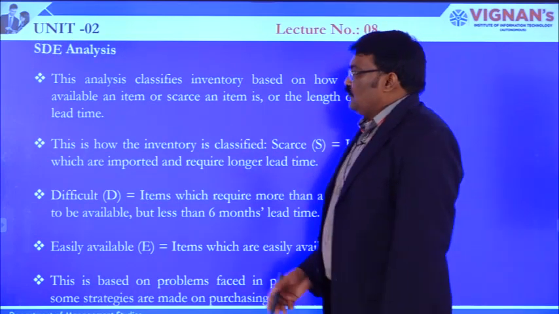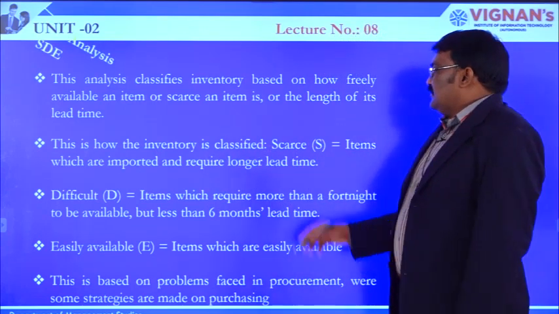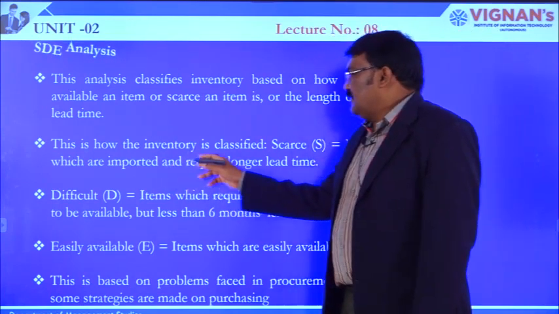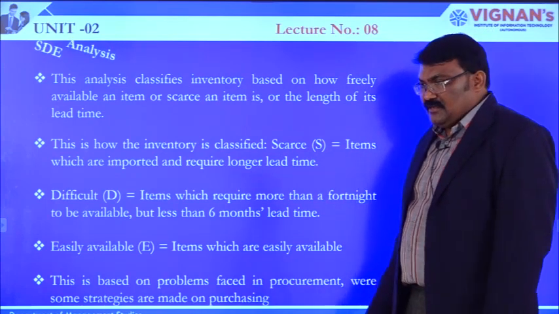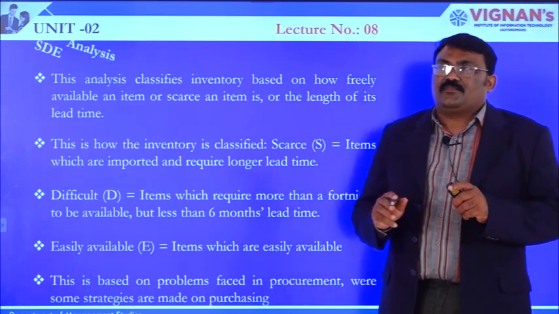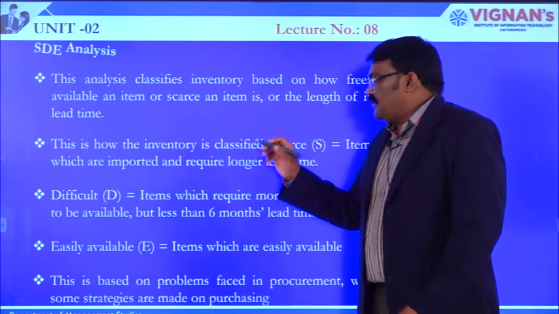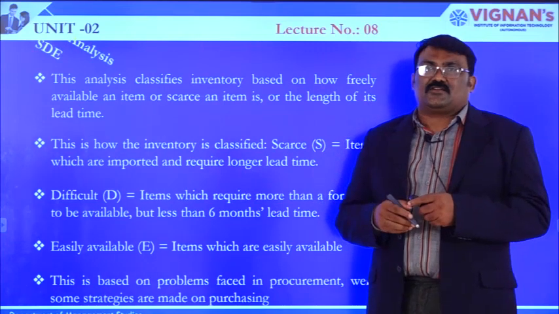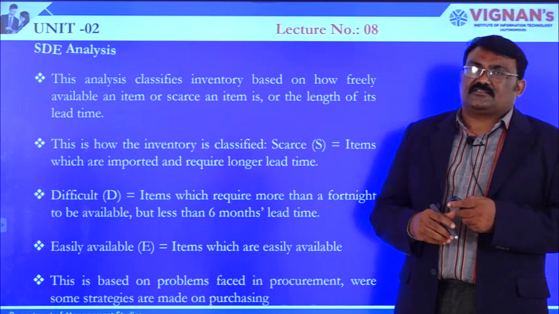Now, coming to the second one, this is how the inventory is classified. S stands for scarce items, which are imported and require longer lead time. So, what is that? The scarce are those which are not commonly available, and we acquire that raw material very rarely, or we would have imported that raw material from some other areas where it is not available as such.